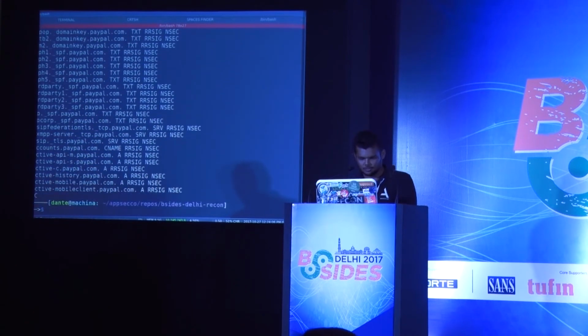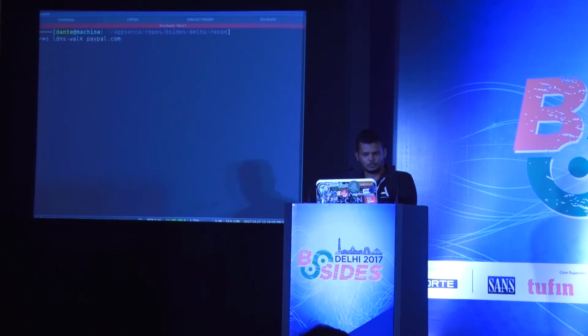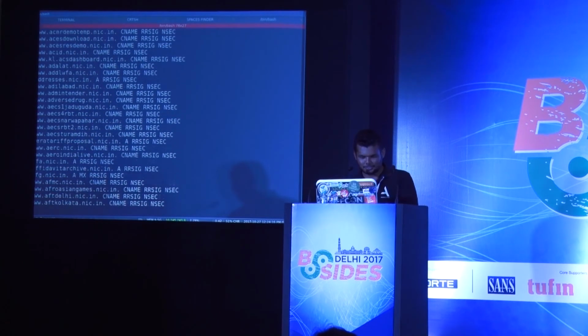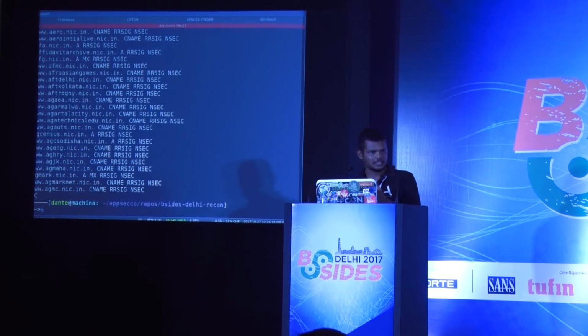I'm going to stop this. This is a very interesting technique. You could also do it for something like NIC.in, the National Informatics Centre of India. If you do it against this domain, you get all the domains that they own. It's around 6,000 or something like that. So that's actually interesting. It's a very fabulous technique.